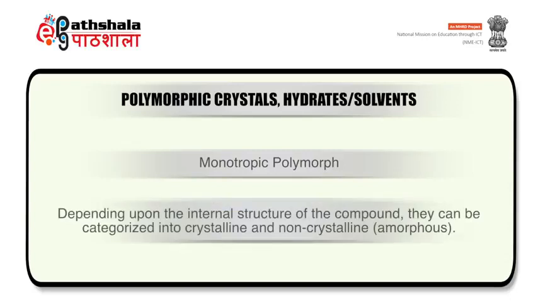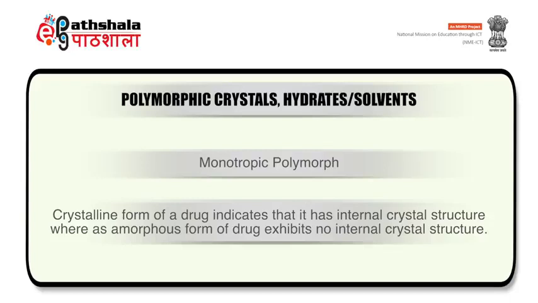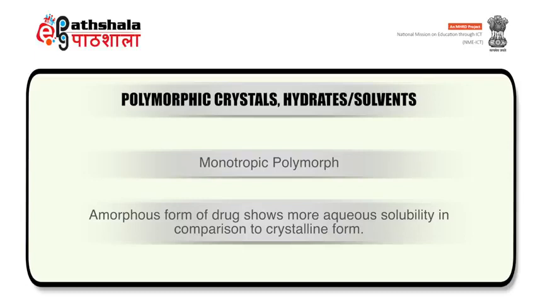Depending upon the internal structure of a compound, they can be categorized into crystalline and non-crystalline form, also known as the amorphous form. Crystalline form of a drug indicates that it has internal crystal structure, whereas amorphous form of a drug exhibits no internal crystal structure. Amorphous form of a drug shows more aqueous solubility in comparison to the crystalline form.